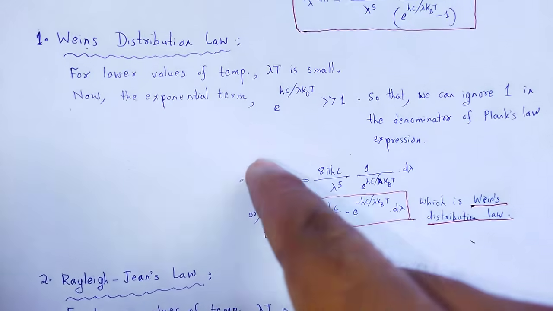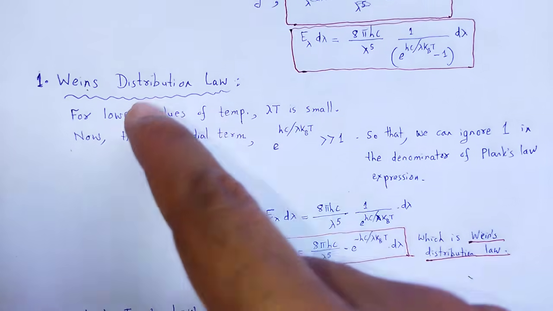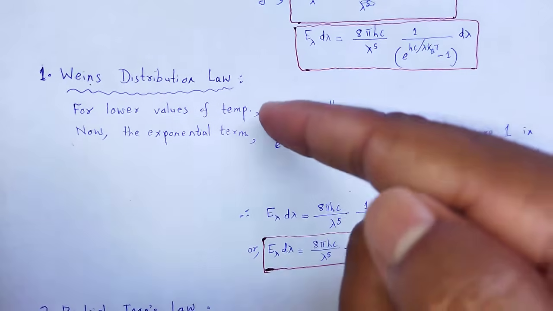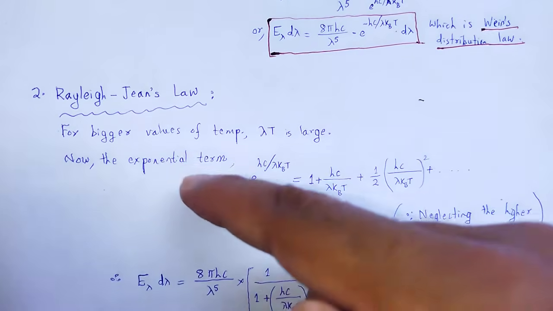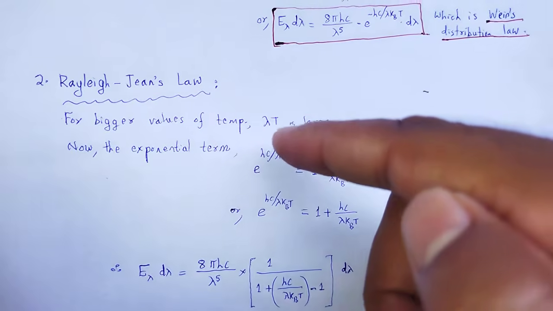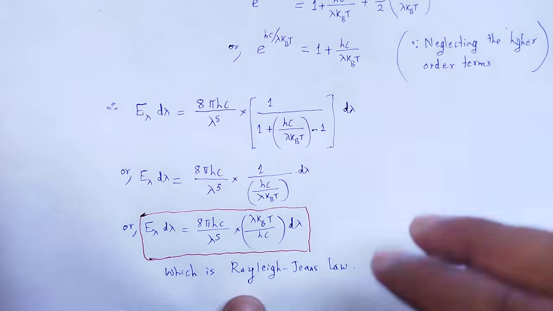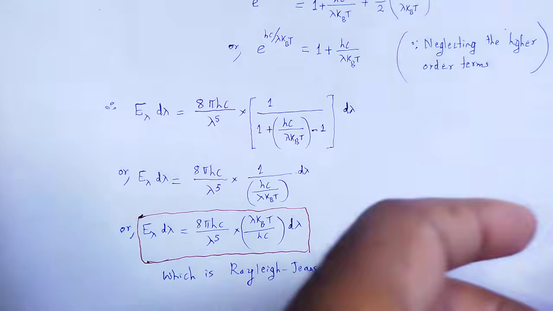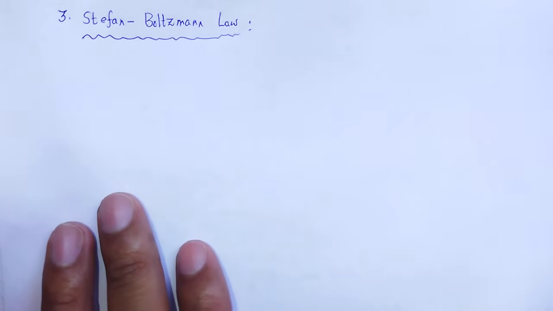By using the concept of lower values of temperature, we derive Wien's distribution law from Planck's law, and again by using the concept of bigger values of temperature, using Planck's law, we derive Rayleigh-Jeans law. Next, Stefan-Boltzmann's law also can be derived from Planck's law.